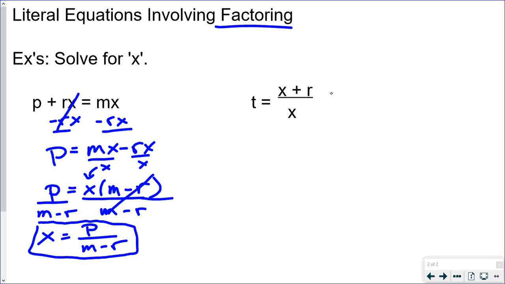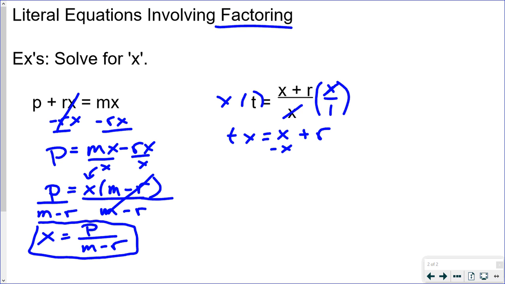All right, so here's another example of this. So I have 2 x's, so I know I'm going to have to factor here. So first, let's get this x out of the denominator, similar to what we did on the last slide. So I'm going to multiply both sides by x. So now I have tx equals, these x's cross simplify to 1, equals x plus r. Now I have something that looks like this first equation we did. Now I want to get the x's on the same side, what I'm solving for.